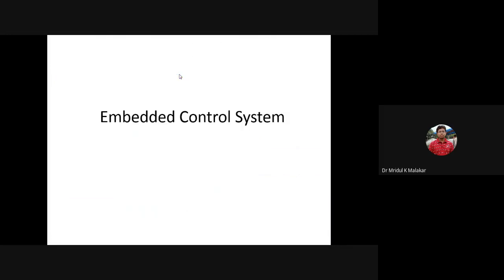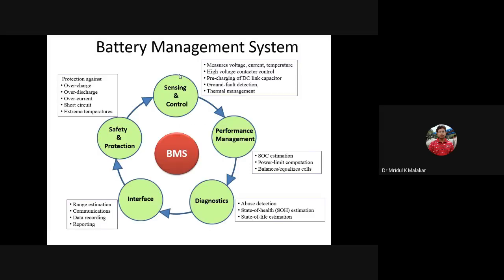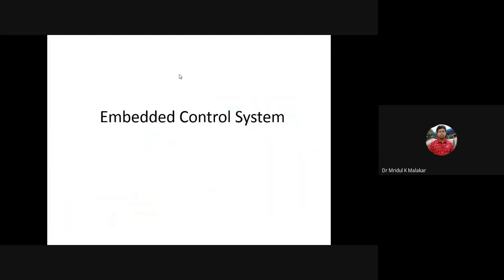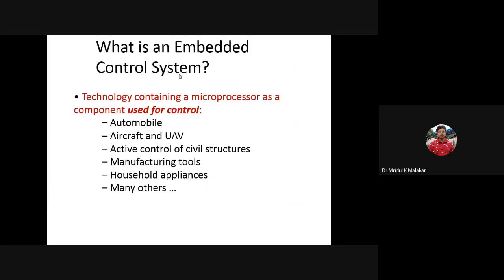Next is the embedded control system. Up to this, the hardware architecture, we got everything. Next is the embedded control system. Embedded control systems are used in the automobile industry, the aircraft industry, and civil structures, where you are making big foundations, big structures, architecture, manufacturing tools, and household appliances.